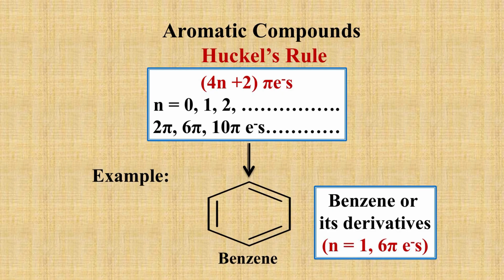Aromatic compounds. Aromatic means it must obey Huckel's rule. A compound should be a ring compound and it must obey Huckel's rule, that is the 4n plus 2 pi electrons rule. You know it from the first year topic aromatic hydrocarbon, where n equals 0, 1, 2, 3 like this. If you put n equal to 0, 1, 2, you may have 2 pi electrons, 6 pi electrons, 10 pi electrons. Look at the example benzene, it contains 6 pi electrons. So, it obeys Huckel's rule, hence it is called aromatic compound.